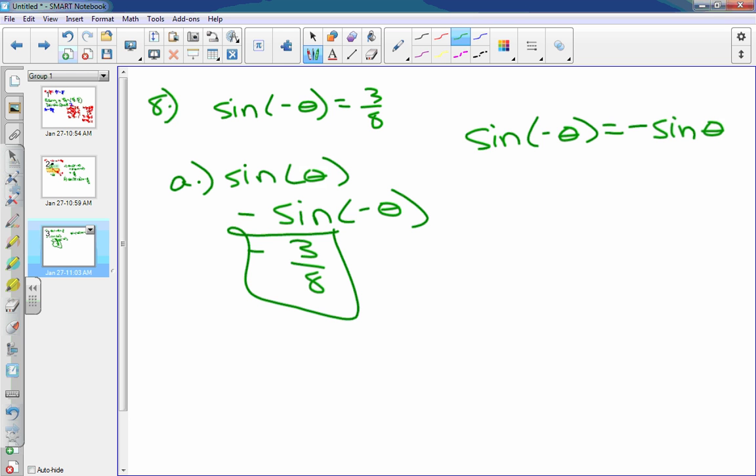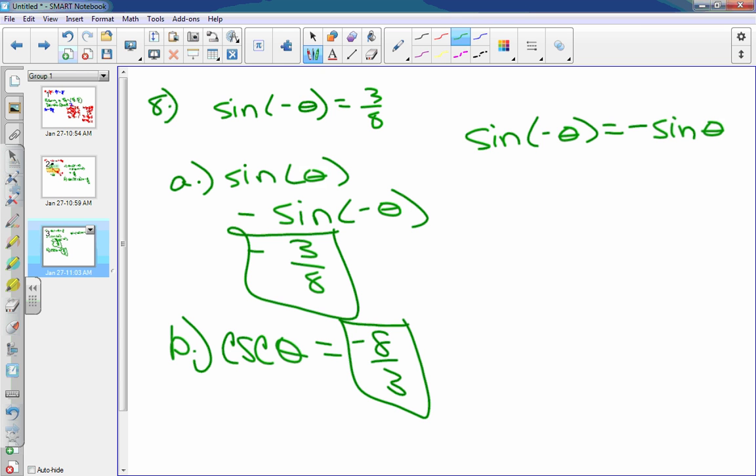Okay, letter B. Now it wants you to find the cosecant of theta. Well, what do we know the cosecant of theta to be? The reciprocal of sine. So what's that going to be? Negative 8/3. Do we understand that, yes or no?